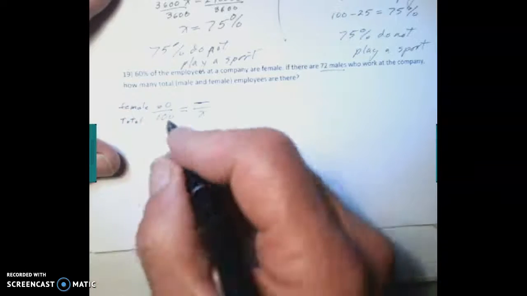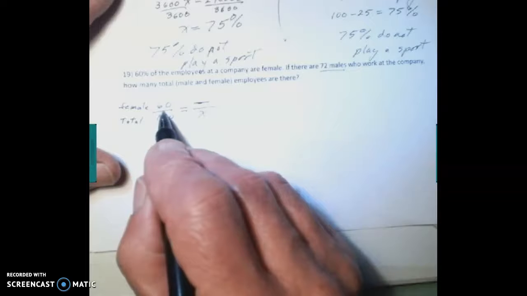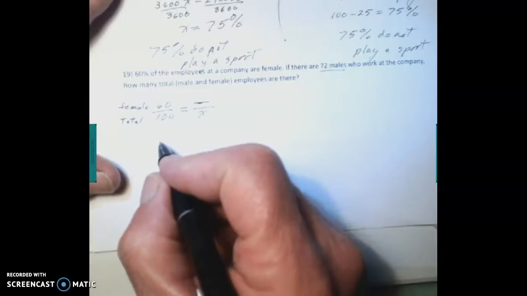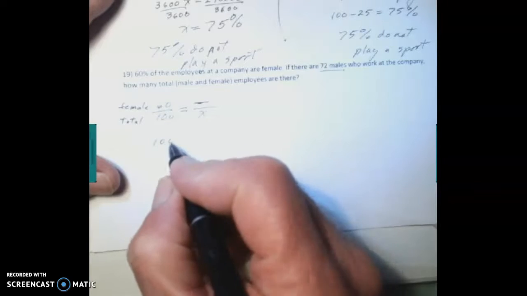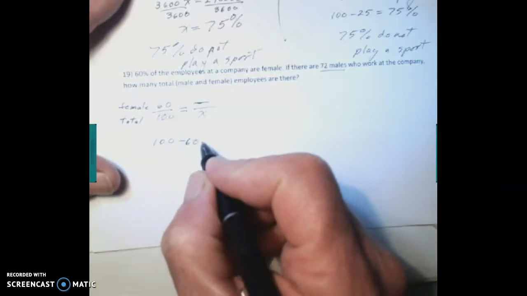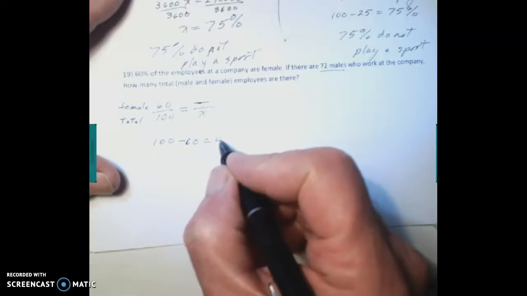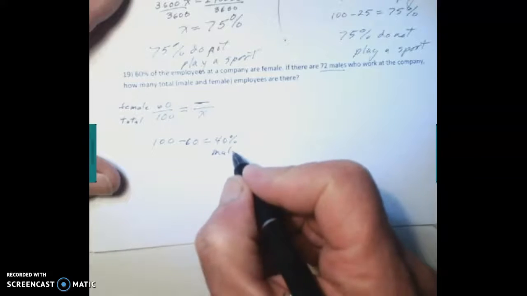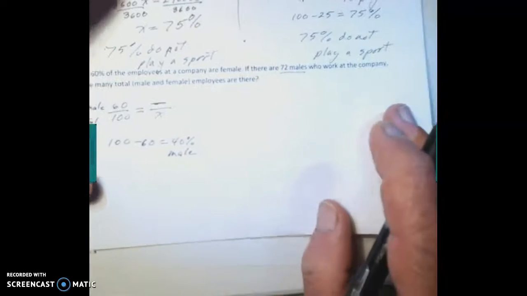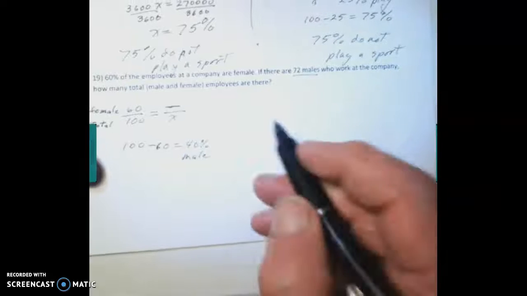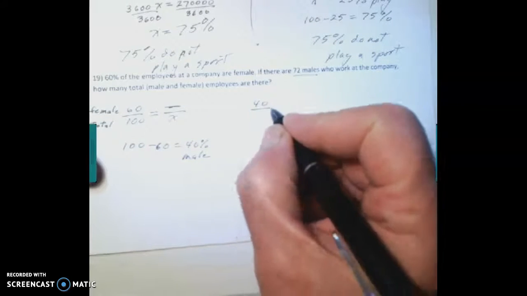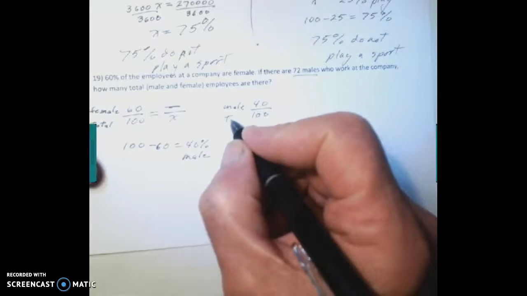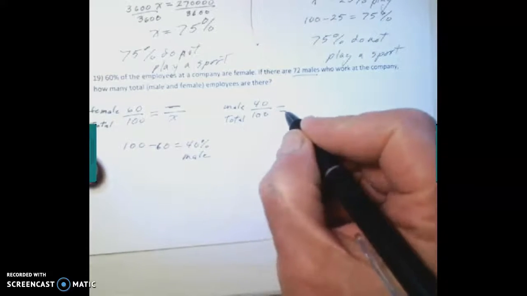So again, if 60% of the employees are female, you can figure out the percent that are male by subtracting that from 100. So subtract 60 from 100, you come up with 40%. So there must be 40% that are male. We can now use this to answer this question because we can say that it is 40%, and that would be the male employees over the total employees.